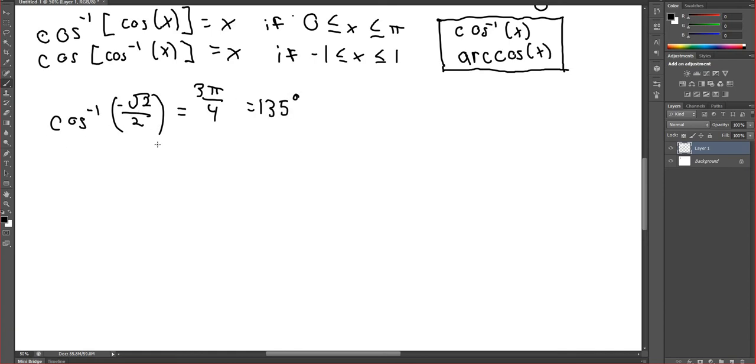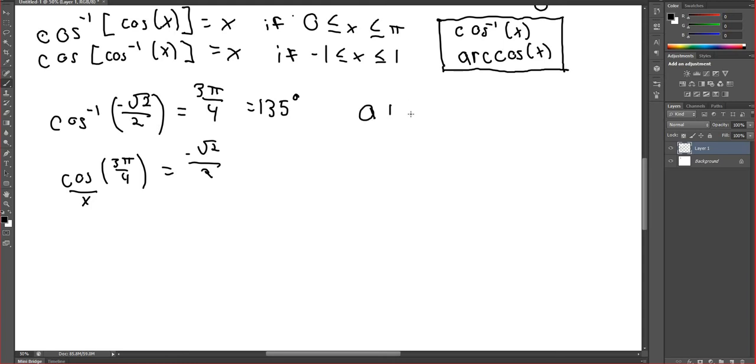So cosine inverse, normally when we did cosine of something, say, 3 pi over 4, normally if I had cosine 3 pi over 4, I'd find that angle and I'd get the x coordinate. This would give me the negative root 2 over 2. For the inverse functions, you're doing the opposite. So instead of getting the angle, you're going to go find that x coordinate and then tell me the angle.